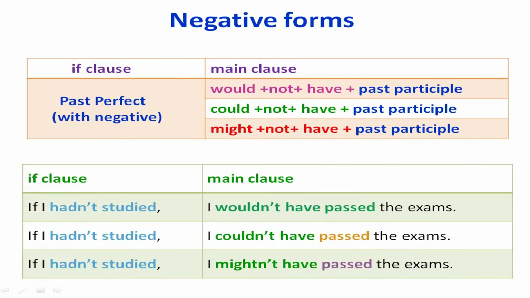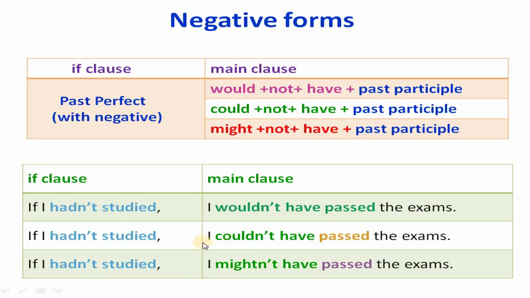The negative forms of the third conditional: the if clause and main clause stay the same, with past perfect tense in negative form. In the main clause, would plus not plus have plus past participle, could plus not plus have plus past participle, might plus not plus have plus past participle. These are the structures of the negative forms of the third conditional.